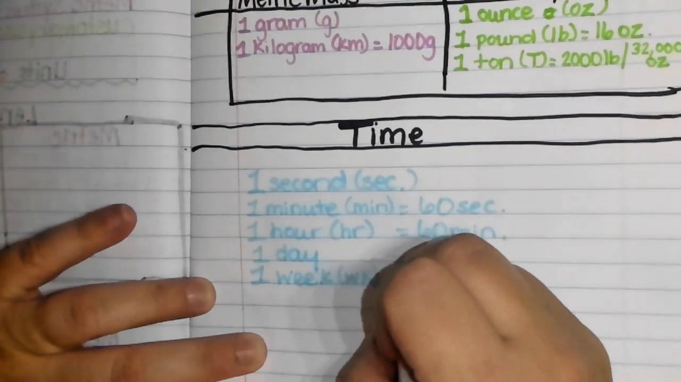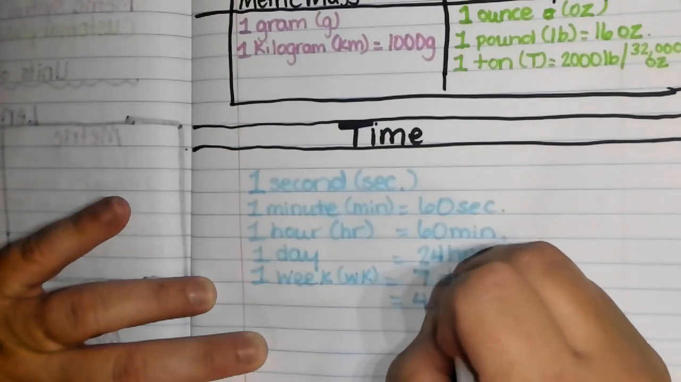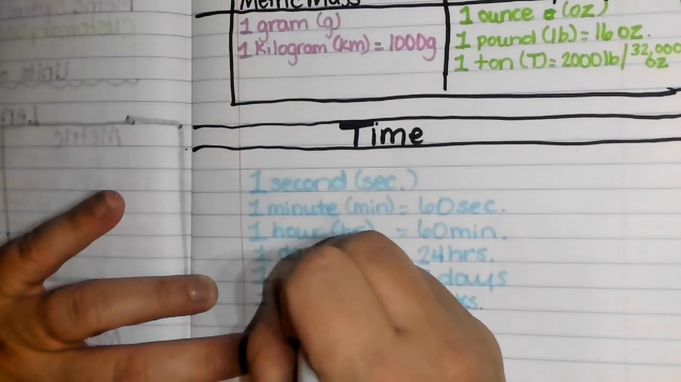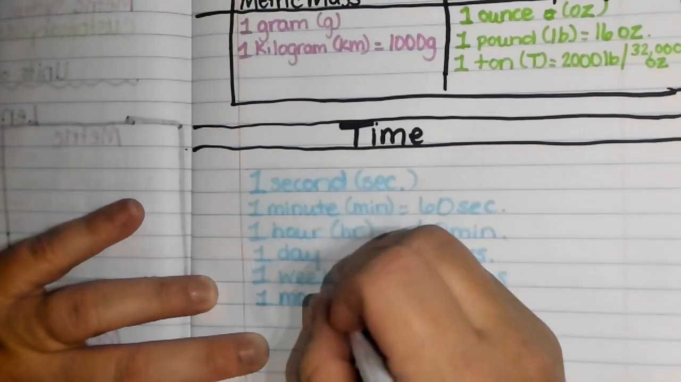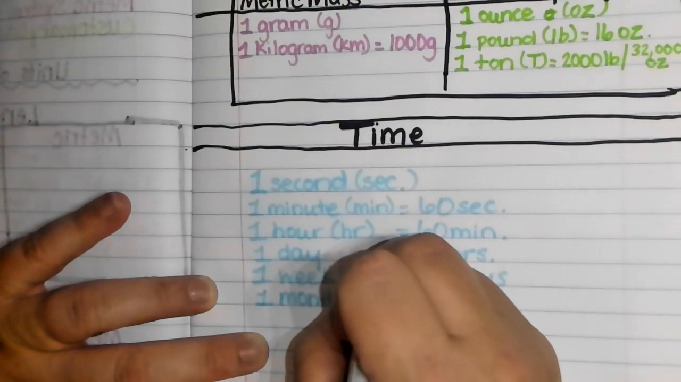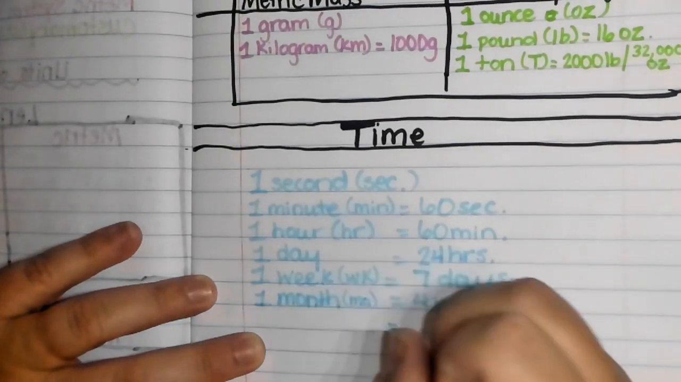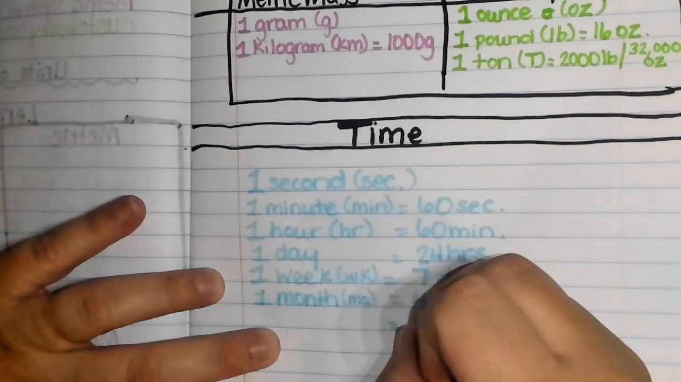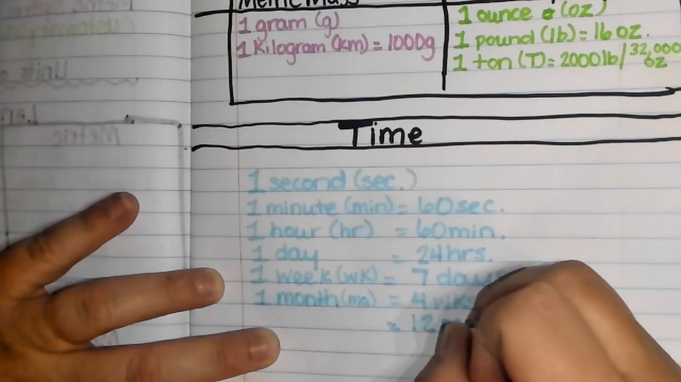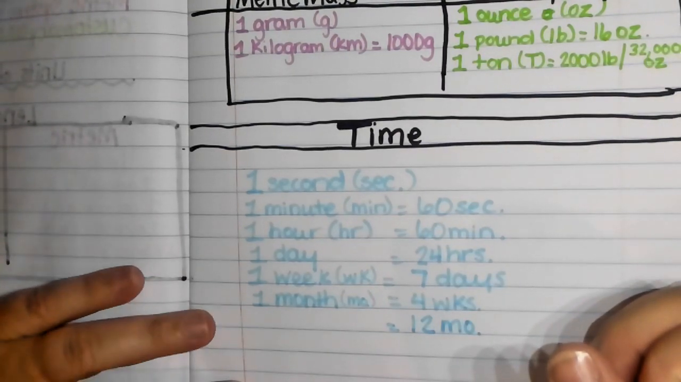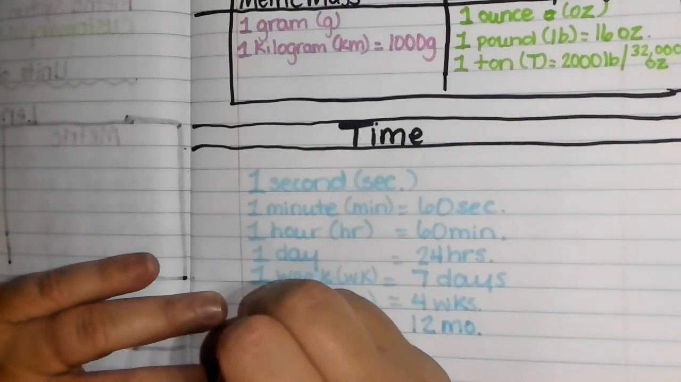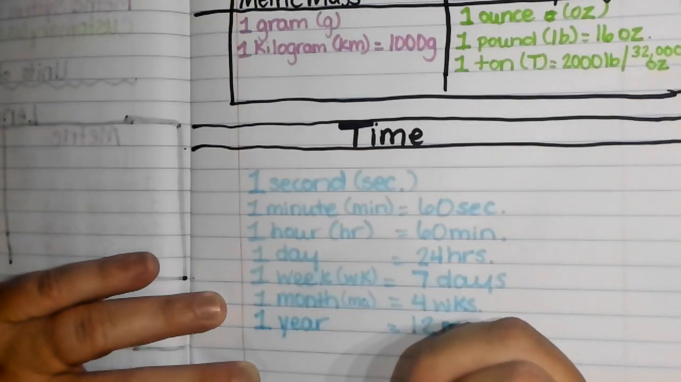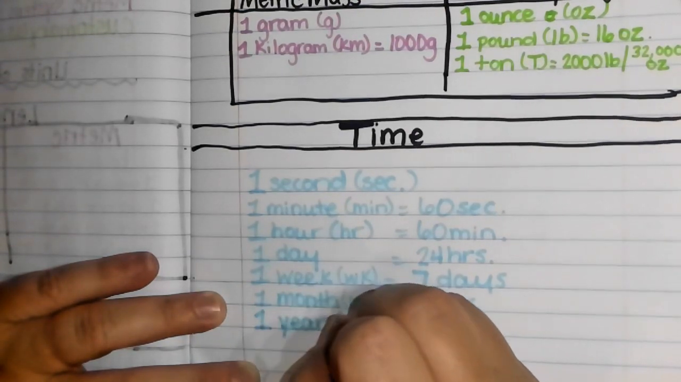If you have 4 weeks, you have 1 month. Month is abbreviated MO, lowercase, both of them. If you have 12, let me scoot up. Let me write this well. 12 months. Remember, MO is months. Then you have 1 year. Year is abbreviated YR.